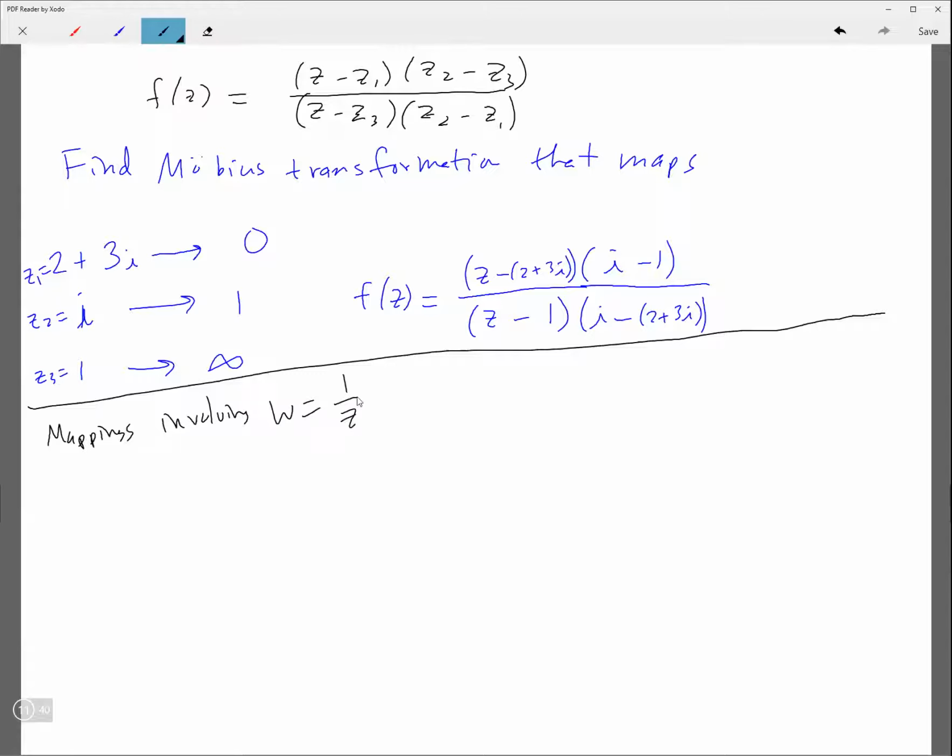Another thing is mappings involving 1 over z, the reciprocal transformation, and we talked about that before. But that is a Mobius transformation, so this whole circles and lines thing is true for this one, for the reciprocal transformation. So the first one that I want to discuss is this. What is the image? The circle |z minus 2| equals 1.